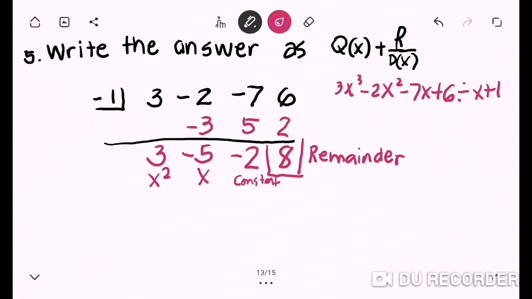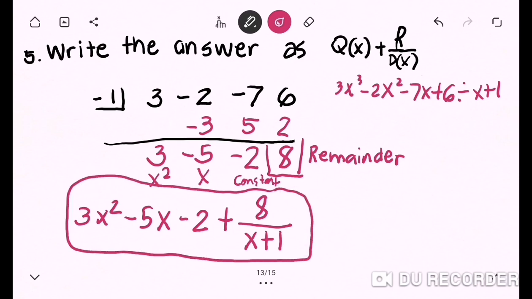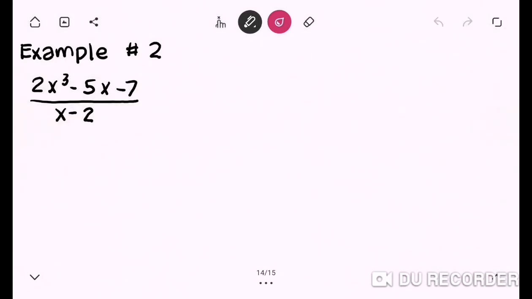So, the answer is 3x squared minus 5x minus 2 plus, our remainder is 8, all over the divisor which is x plus 1. So, in this case, ito yung ating sagot when we divide 3x cubed minus 2x squared minus 7x plus 6 by x plus 1. Okay. So, let's have another one.